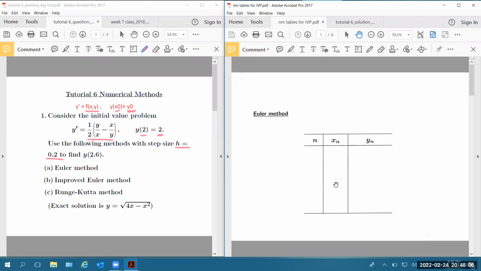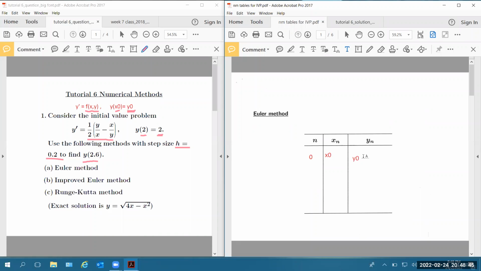So let us go and fill out the x first. Yeah, because you want to know until when you need to do, right? Okay. So our problem here is to find y at 2.6. Now here, this is your x naught. This is the place where you put down your x naught. Likewise, the corresponding n here is 0. And of course, over here, this is the place where you put down your y0.